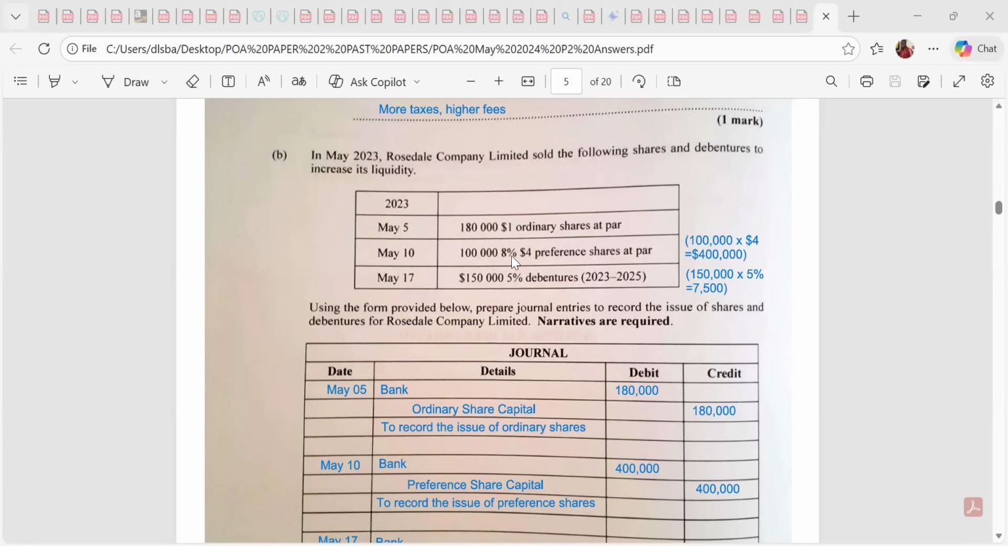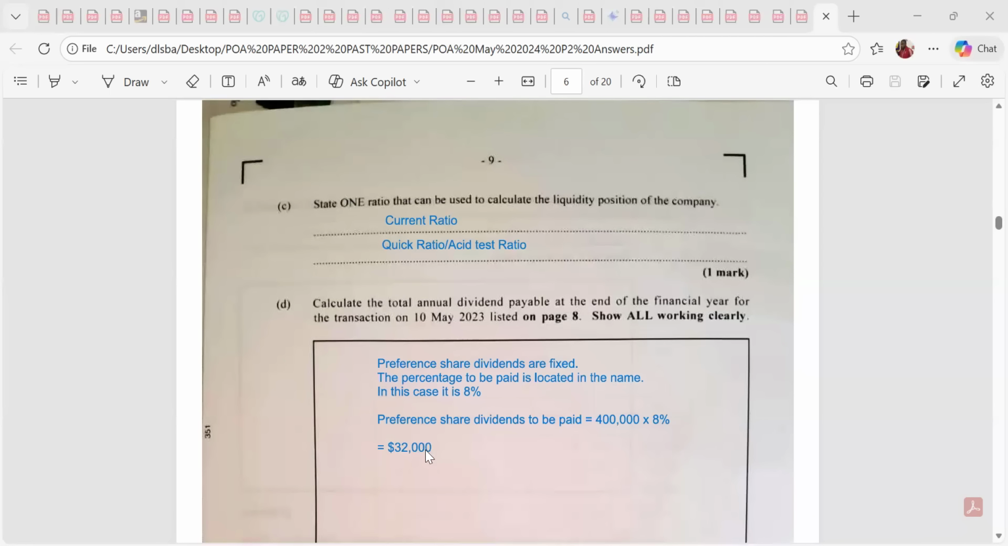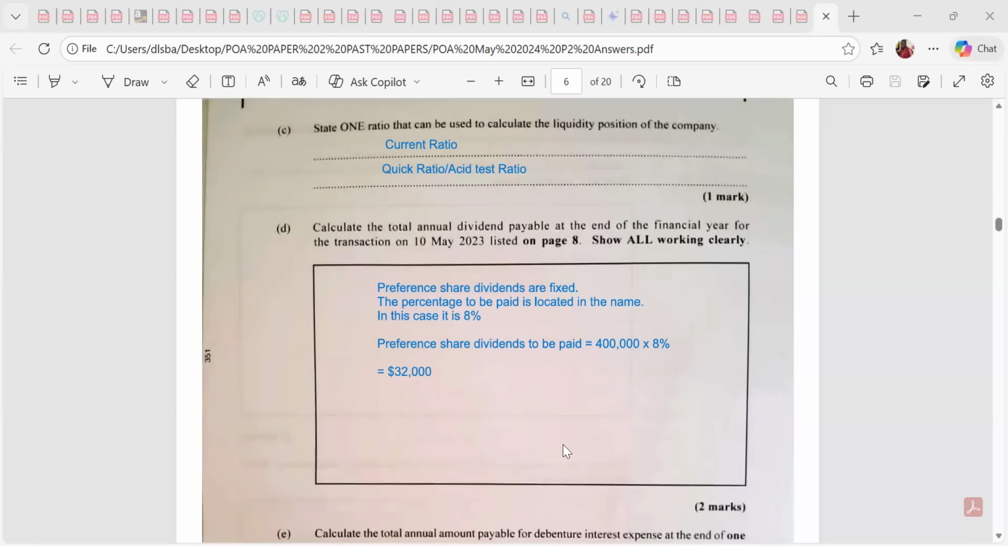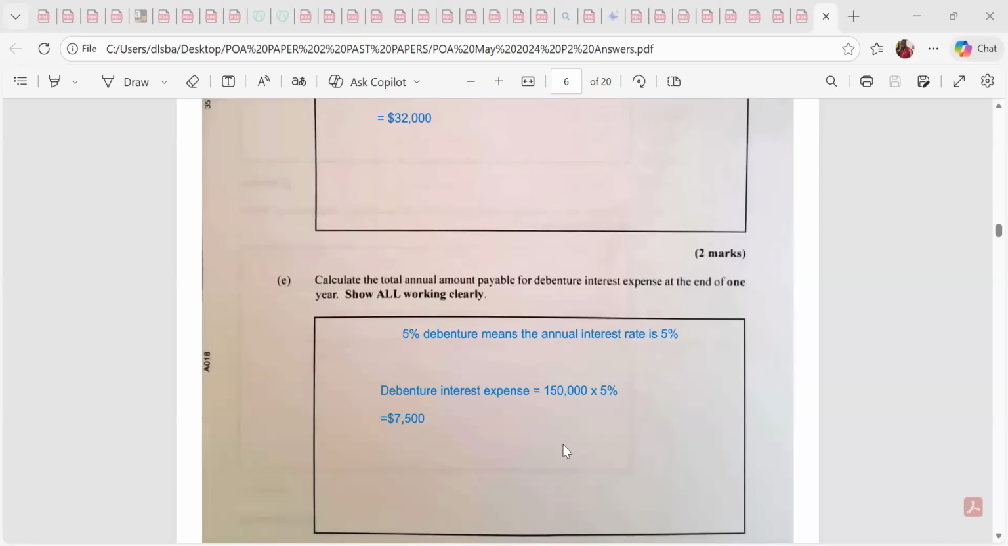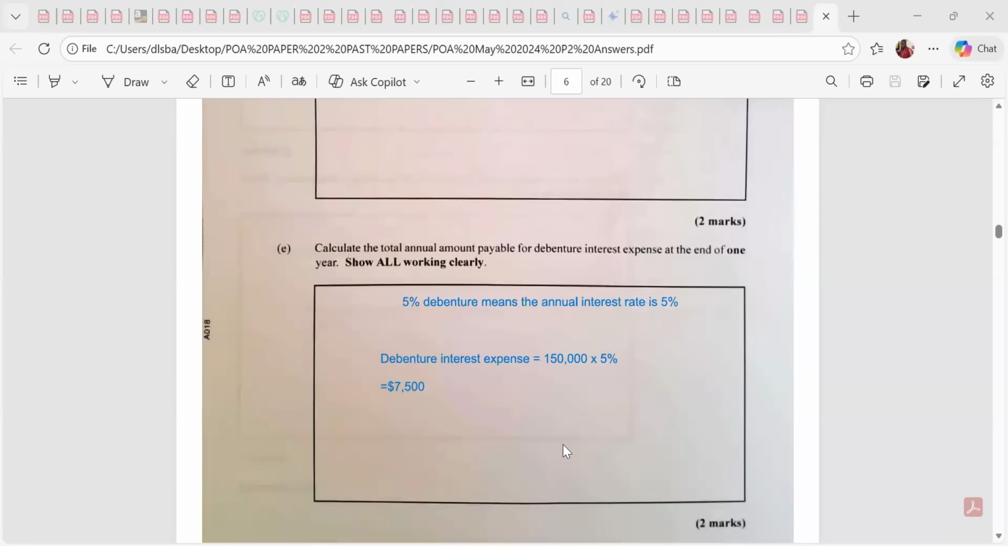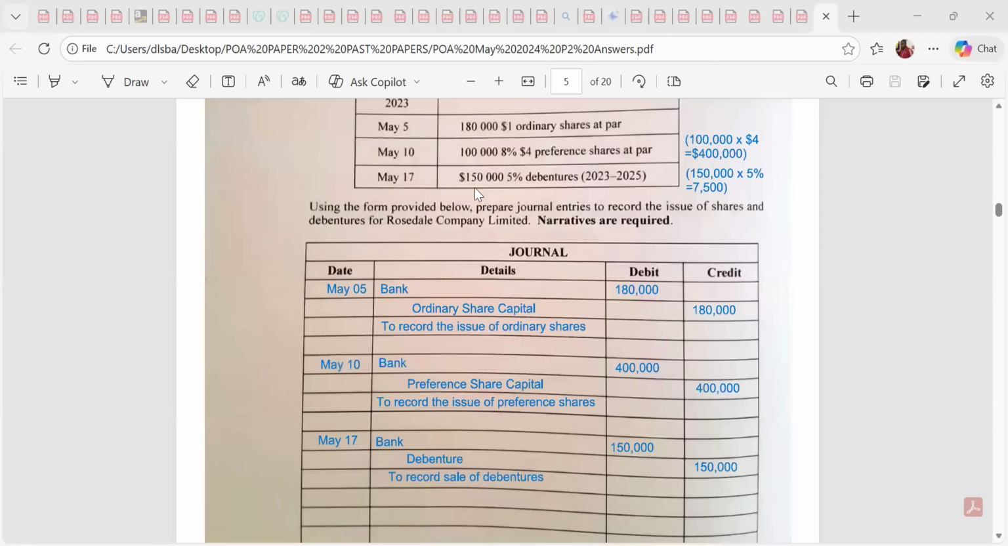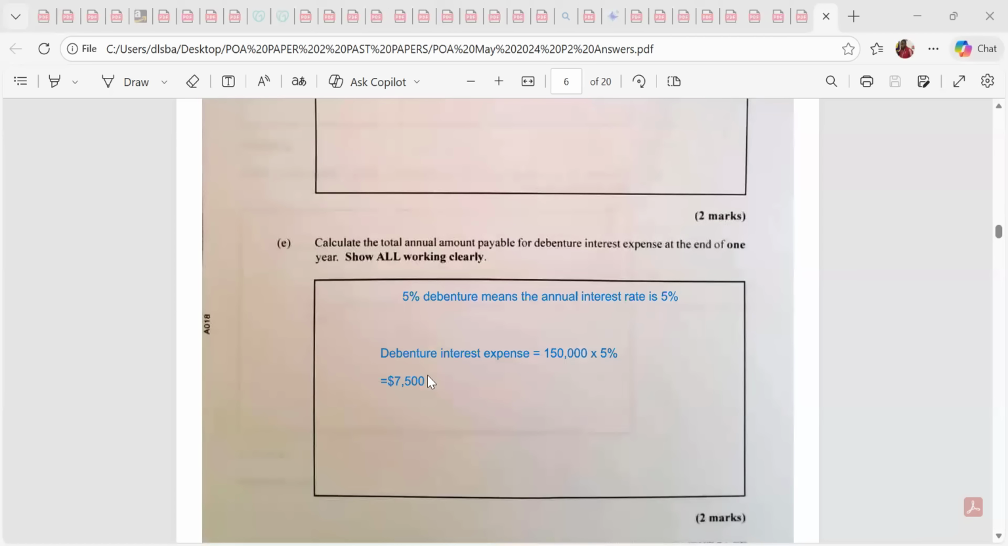And they're gonna be receiving 8% of that 400,000 in dividends. So I'm gonna take the 400,000 multiplied by 8%, and that is the amount of money they're receiving in dividends, 32,000. 2 marks. And they come here, calculate the total annual amount payable for the debenture interest expense at the end of 1 year. Again, they have it in the name. 150,000, 5% debentures. Every year, they have to pay 5% interest. So it's going to be 150,000 multiplied by 5%. 7,500.